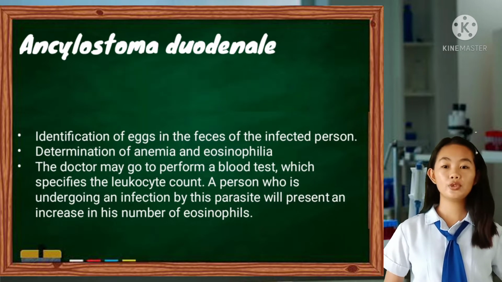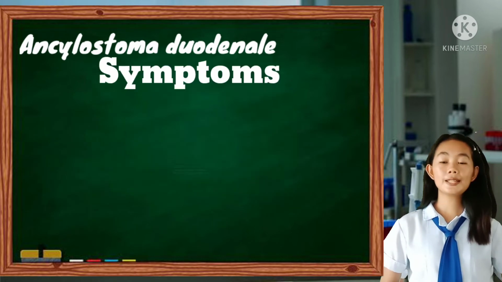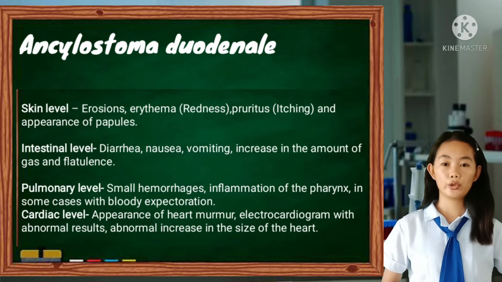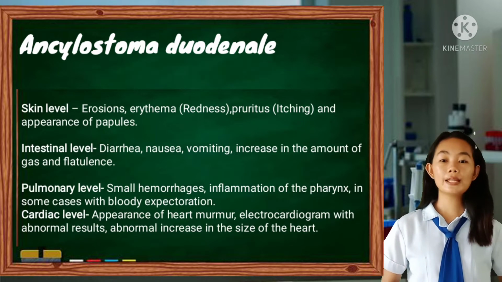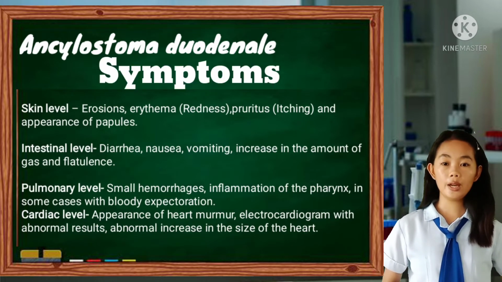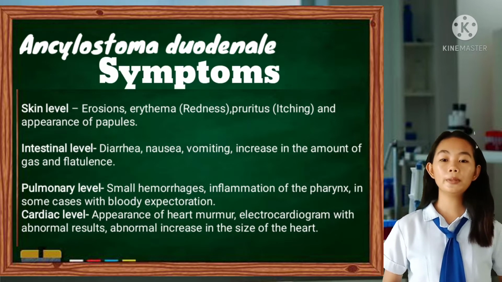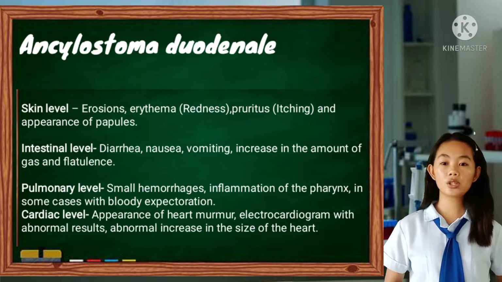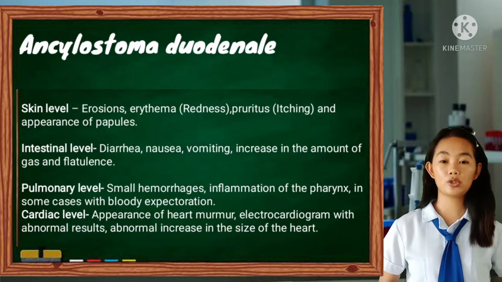A person who is undergoing an infection by this parasite will present an increase in its number of eosinophils. At the skin level, we have erosions, erythema or redness, pruritus or itching, and appearance of papules. For the intestinal level, we have diarrhea, nausea, vomiting, increase in the amount of gas, and flatulence. For the pulmonary level, we have small hemorrhage, inflammation of the pharynx, and in some cases bloody expectoration.